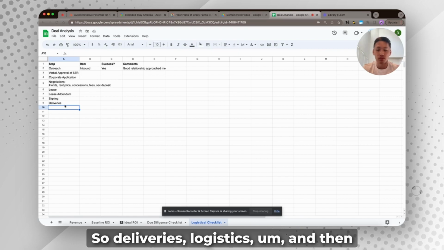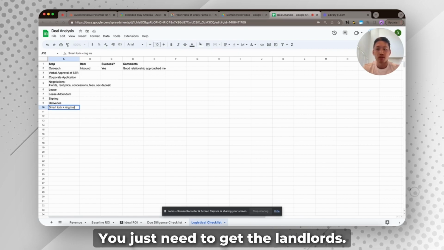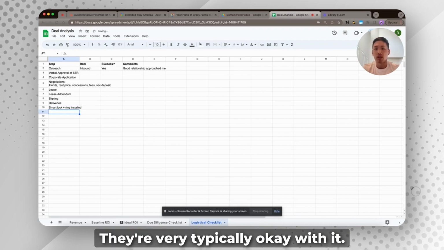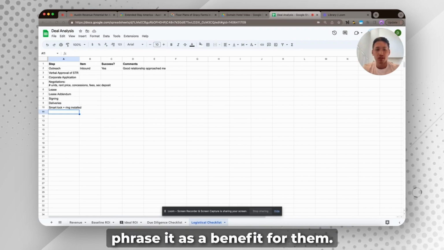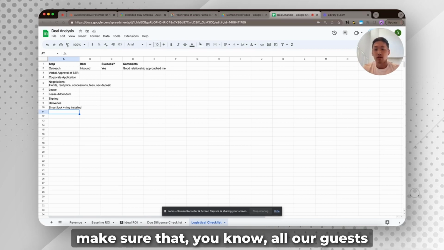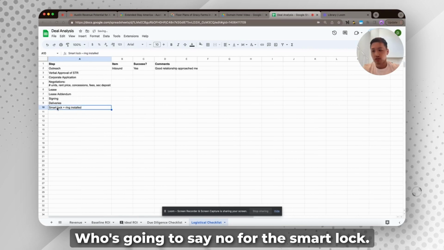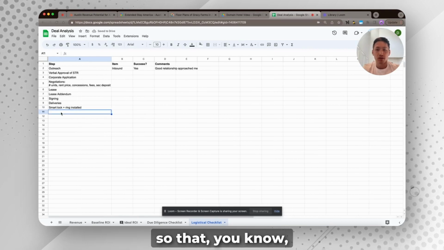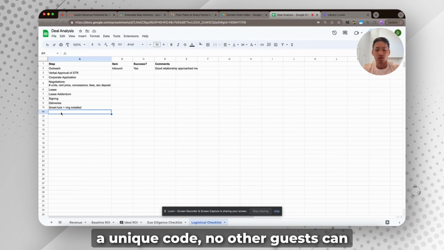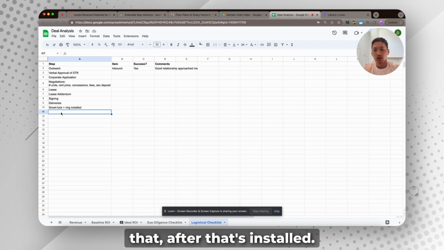So deliveries, logistics, and then telling them that you need to have a smart lock and Ring installed. You just need to get the landlord's okay. They're very typically okay with it. You've got to phrase it as a benefit for them, right? Hey, we want to install Ring cameras to make sure that all our guests are behaving well and they're not a disturbance to your community or building. Who's going to say no? For the smart lock, we want to install smart locks so that every single guest gets a unique code, no other guest can re-enter, and we want to make sure your building is safe. Who's going to say no to that?